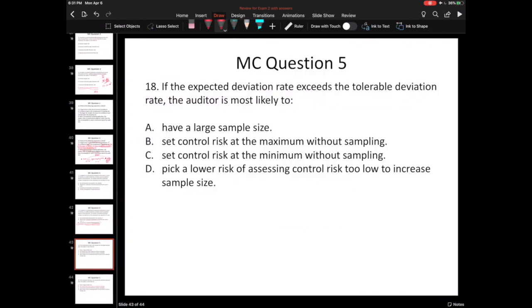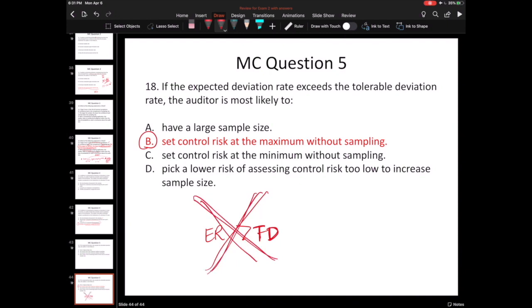Okay, last one. If the expected deviation rate exceeds the tolerable deviation rate, the auditor is most likely to, hopefully you got B. This is one that I briefly talked about in the Chapter 8 lecture. Your expected rate should never, ever exceed your tolerable deviation rate.